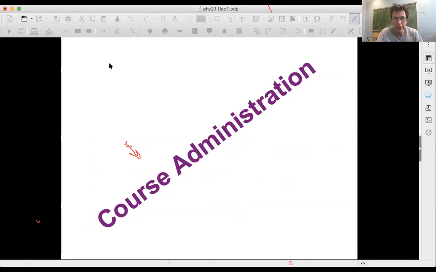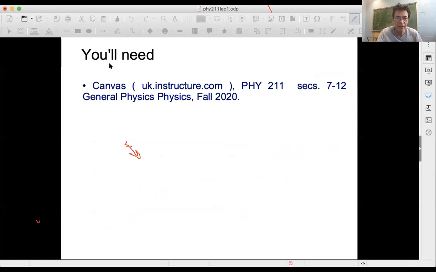And so in regards to course administration, let me start there. Here are the things you'll need. You'll need Canvas, of course, and you must have got in through Canvas, I presume. And so we're going to use Canvas for posting lecture notes. We're going to post the homework there. We're going to post the quizzes and the tests there. We'll post solutions to homework and quizzes and tests there also.